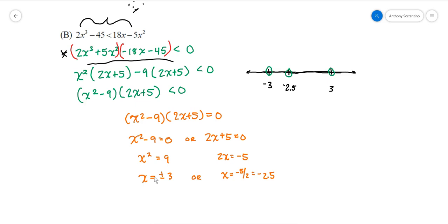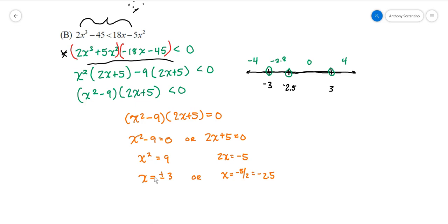Now I'm going to choose some representatives from each of the regions that I have from these subintervals. Anything less than negative 3, I'm going to choose negative 4 as a representative for that. Between negative 3 and negative 2.5, negative 2.75 would be a good choice, or I can even just say negative 2.8, to make my life a little easier. Negative 2.5 to 3, I'm going to choose 0 because that would be in there somewhere. And for one that's more than 3, 4.